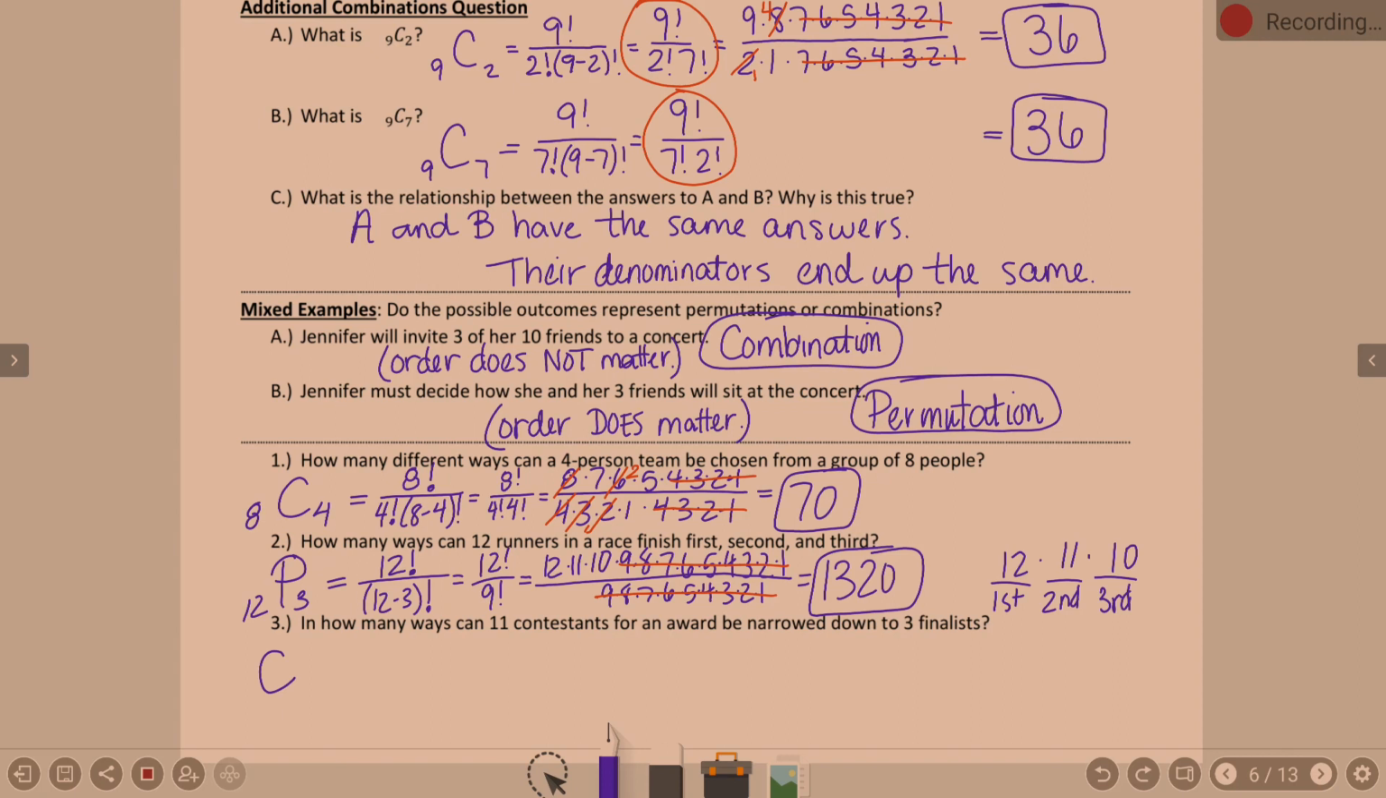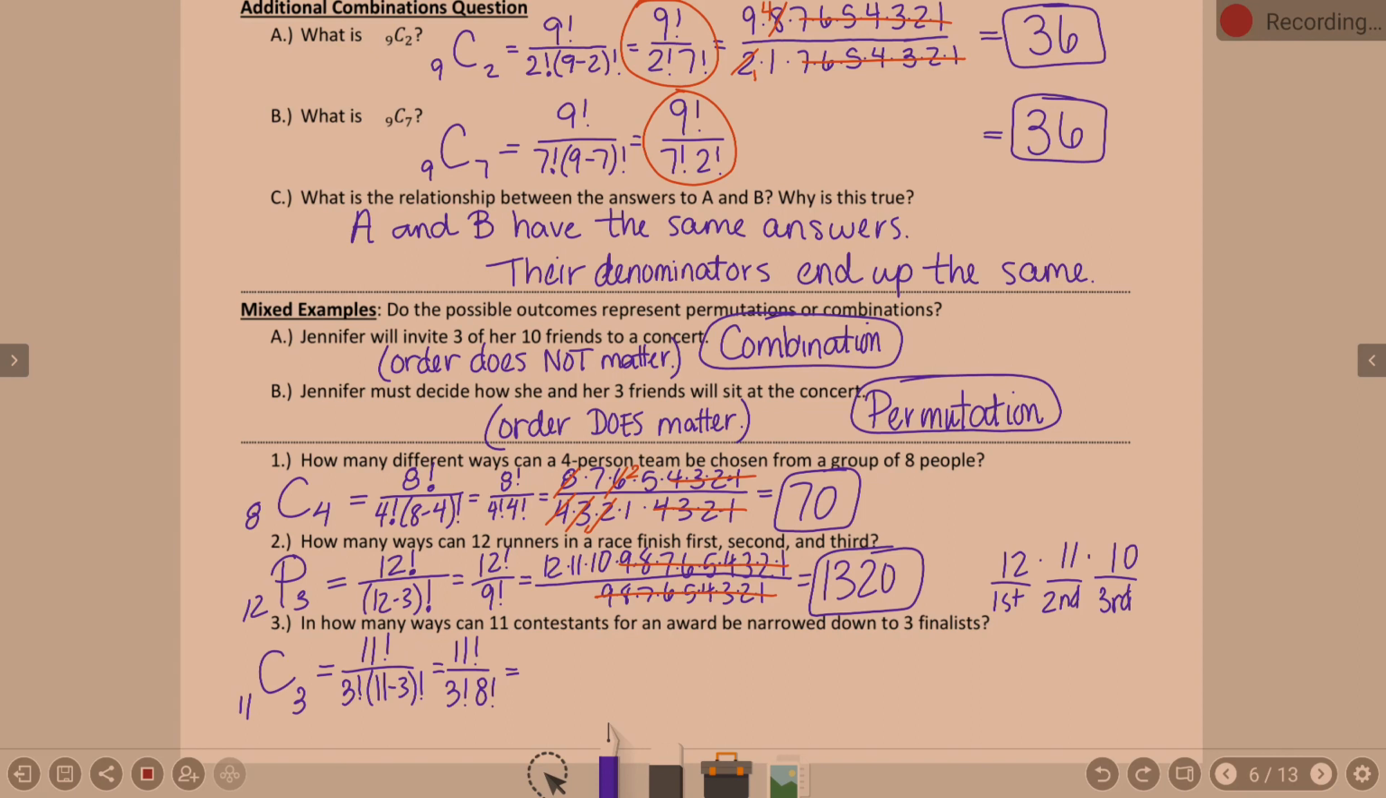How many are we picking from? 11. How many spots are we trying to fill? 3. You guys are getting that part, and I think you know how to set this up. On top, 11 factorial. On bottom, since this is a combination, you have to do r factorial, which is 3 factorial, and also n minus r, so 11 minus 3 factorial. So 11 factorial over 3 factorial times 8 factorial.